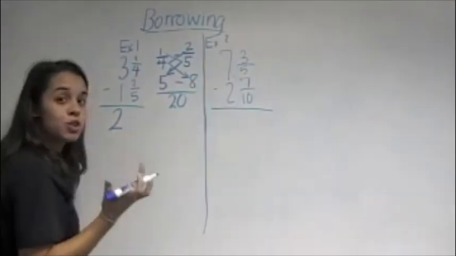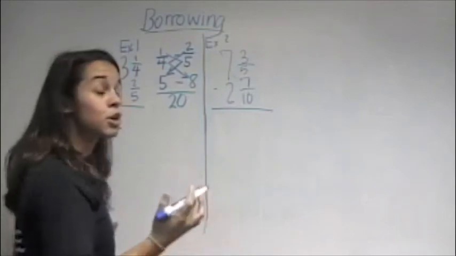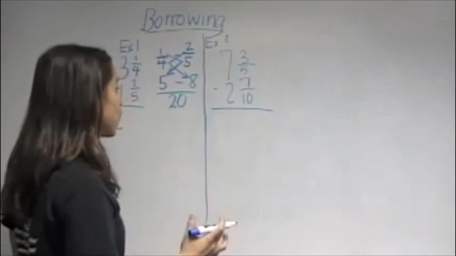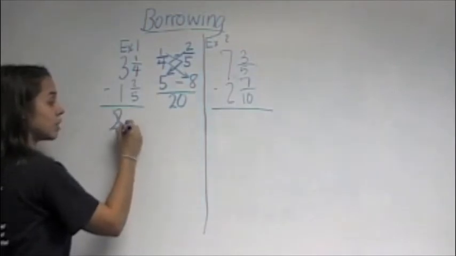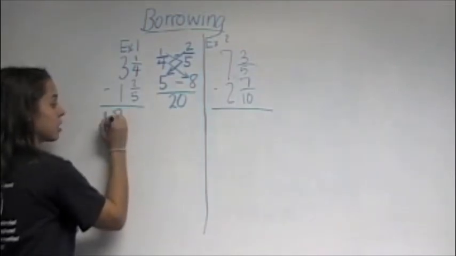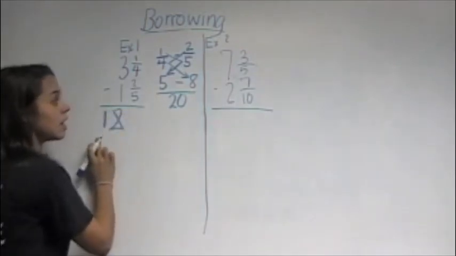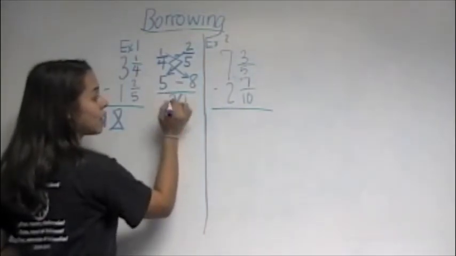Now we can't do 5 minus 8. Most people would say 3, but that's not right. So what we need to do is borrow. We take our whole number and take 1 from this whole number. So this becomes a 1. And then we take this and we add the 2.